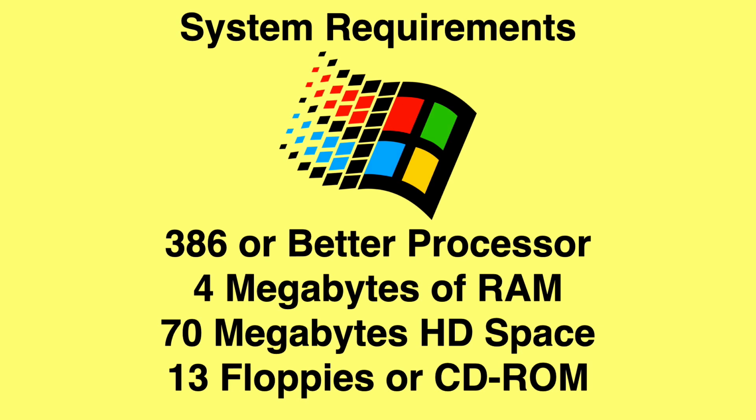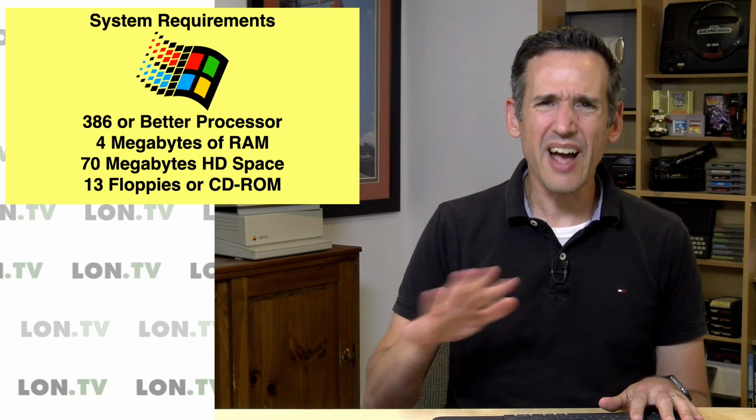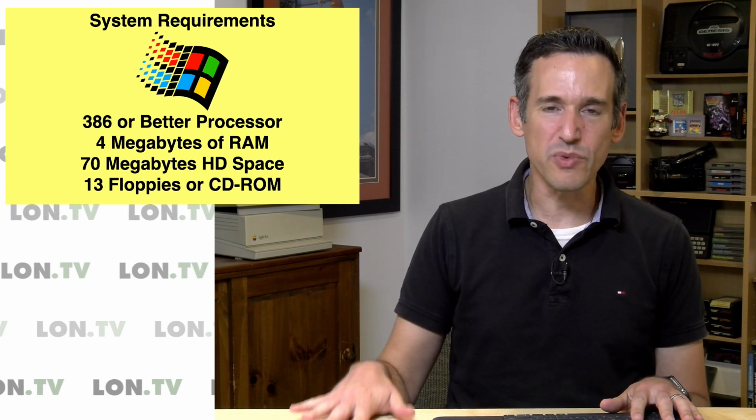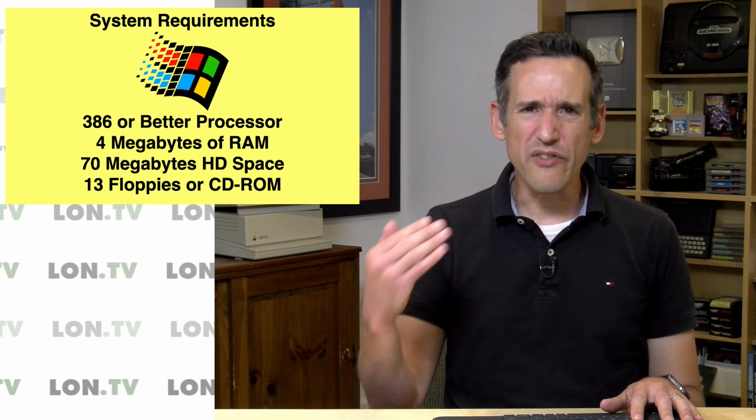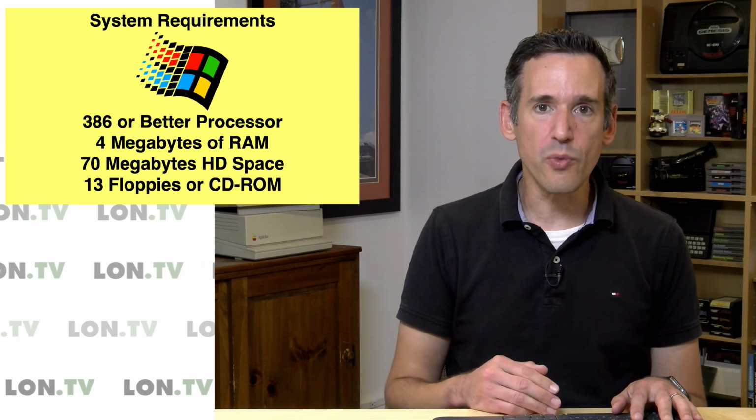Now, the minimum specifications to run Windows 95 back in the day were pretty substantial. Microsoft said you needed a 386 or better processor. However, in my experience, I found it was not quite usable on a 386. It was super, super slow. So a 486 or better was probably the way to go.